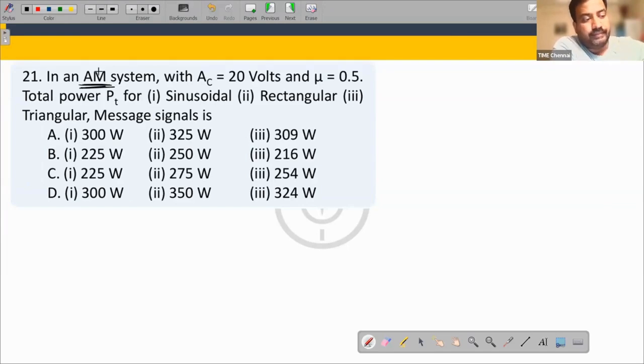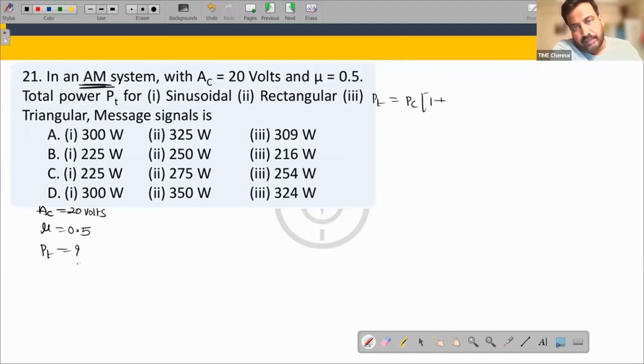Next question. In an AM system, AC is 20 volts, mu is 0.5, find PT. PT is PC into 1 plus mu square by 2 for sinusoidal input.